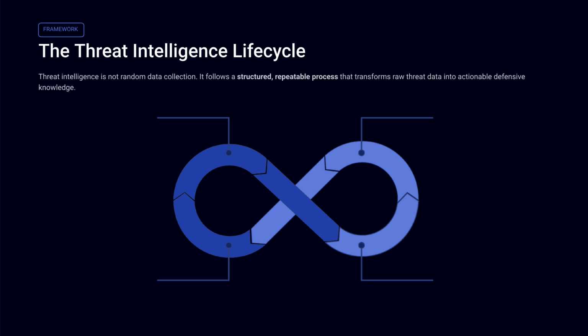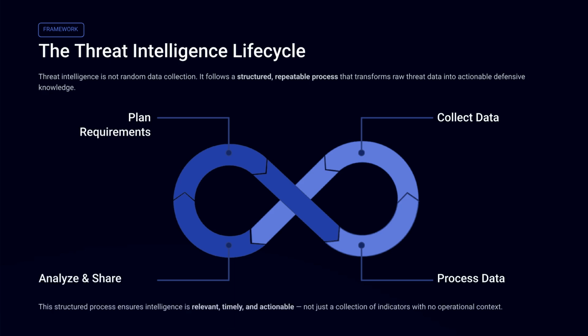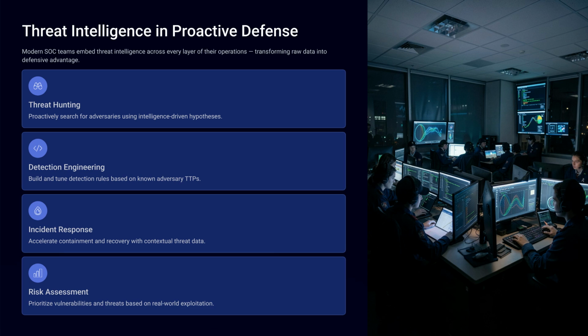Threat intelligence follows a structured, repeatable life cycle to transform raw data into actionable knowledge. The four main stages are plan and requirements, collect data, process data, and analyze and share. This ensures the intelligence is relevant, timely, and actionable. Modern security operations center teams use threat intelligence across all layers of their operations. This includes threat hunting, detection engineering, incident response, and risk assessment. By embedding intelligence, teams transform raw data into a defensive advantage.